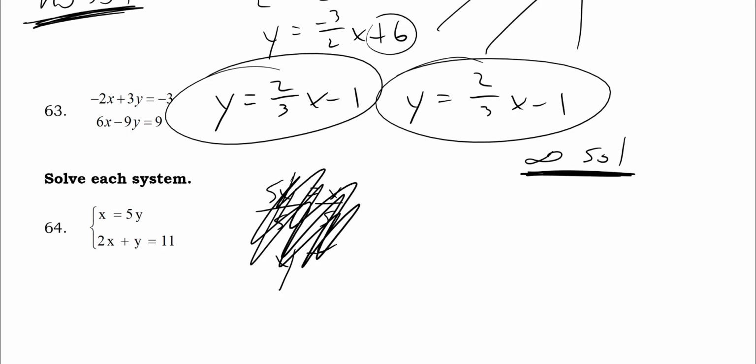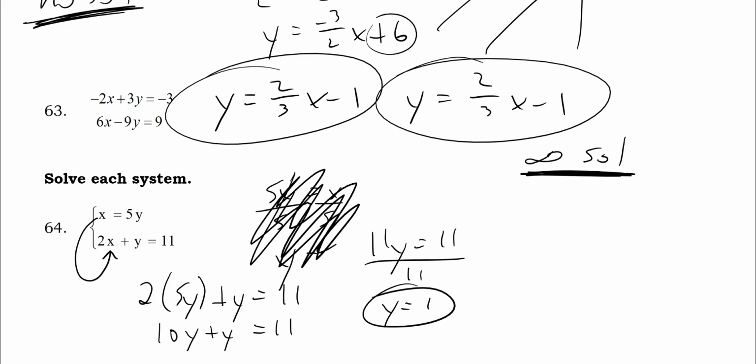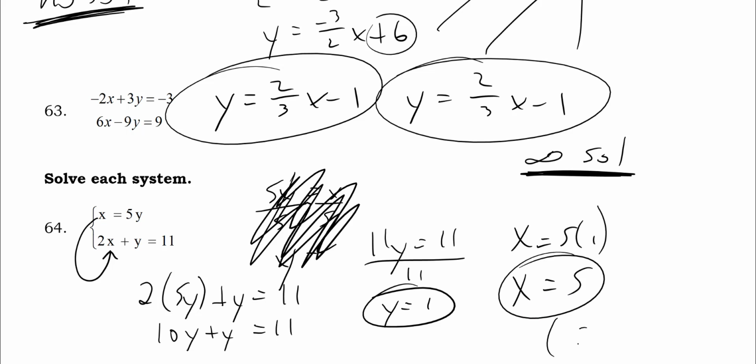I don't need to solve that. I'm substituting this in. So it's 2 times x, which is 2 times 5y, plus y is equal to 11. And I solve for y. So I get 10y plus y equals 11. So 11y equals 11. Divide by 11, y is 1. It's a little complicated, but y is 1. And then for x, I just plug it back into that first equation. x equals 5 times 1. So x equals 5. So my solution is 5, 1.